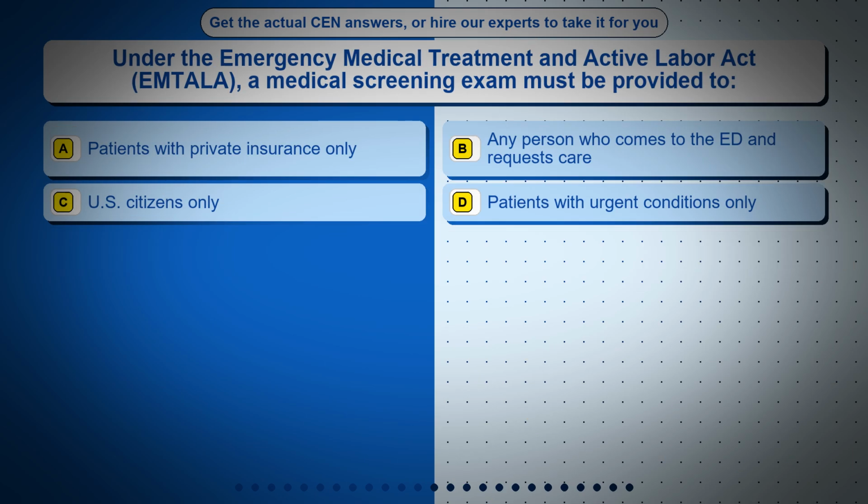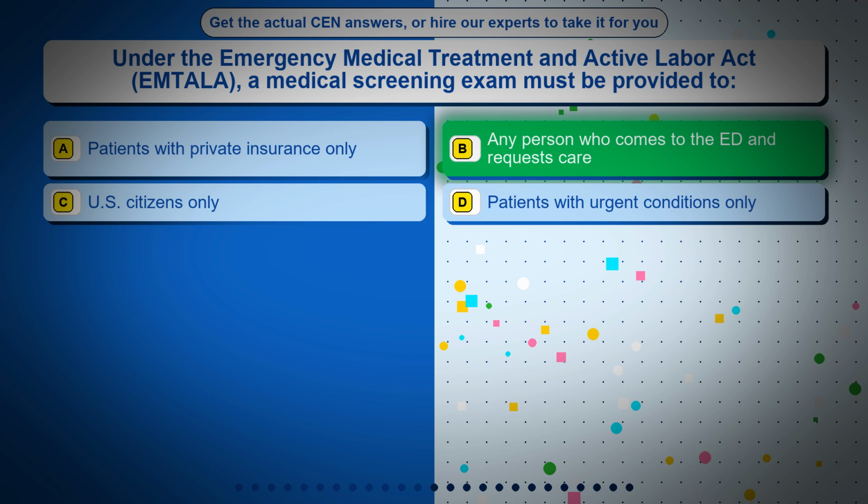Question 12. Under the Emergency Medical Treatment and Active Labor Act, EMTALA, a medical screening exam must be provided to Option A, patients with private insurance only. Option B, any person who comes to the ED and requests care. Option C, US citizens only. Option D, patients with urgent conditions only.